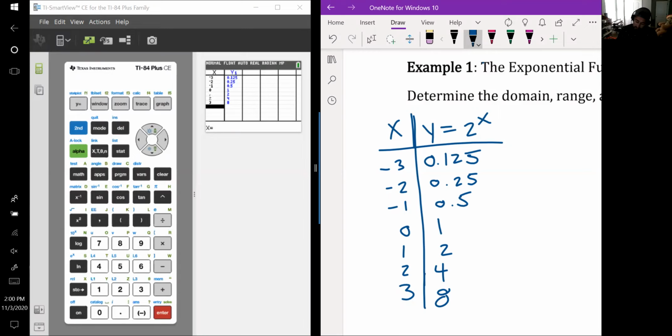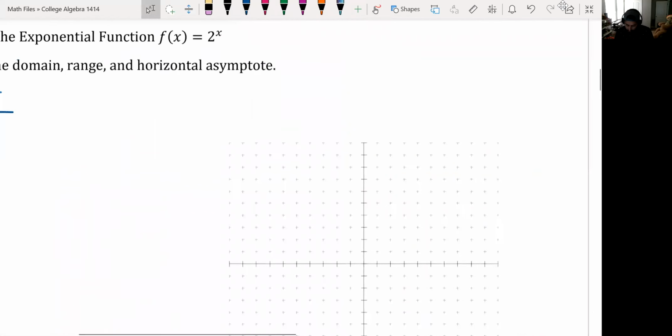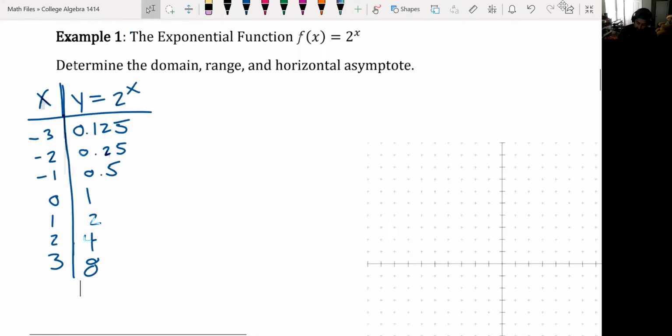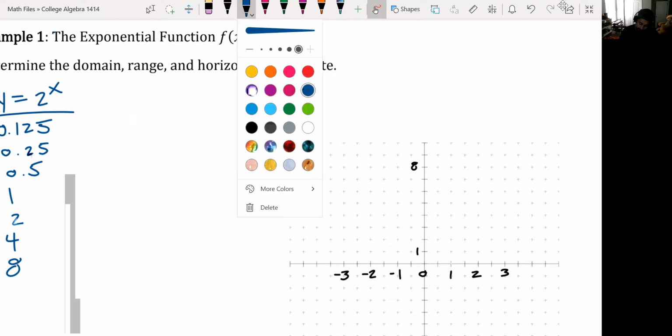So let's go ahead and plot those points and come back to the notes. Okay. So let me go ahead and spread my x values out. Here's 0, 1, 2, 3, -1, -2, -3. And the highest we go is 8, so I'll leave those y values alone. Okay. So there's 1, and then there's 8. All right, let's plot this function.